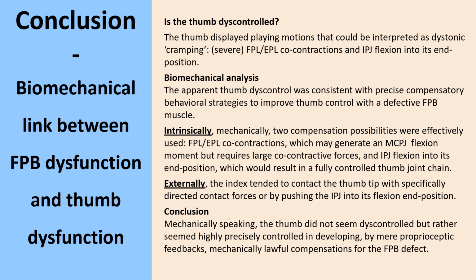Diagnostically, with respect to focal hand dystonia, the crucial question is, did the thumb have a motion control disorder? After all, the thumb did display playing motions that could be interpreted as dystonic cramping, namely severe FPL-EPL co-contractions and IP joint flexion into its end position.